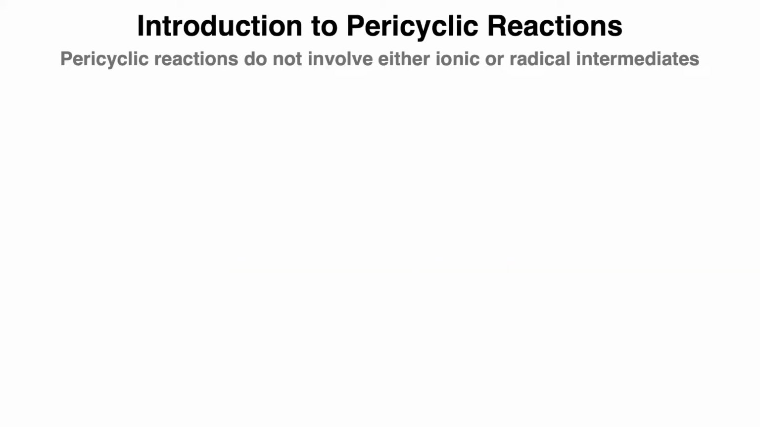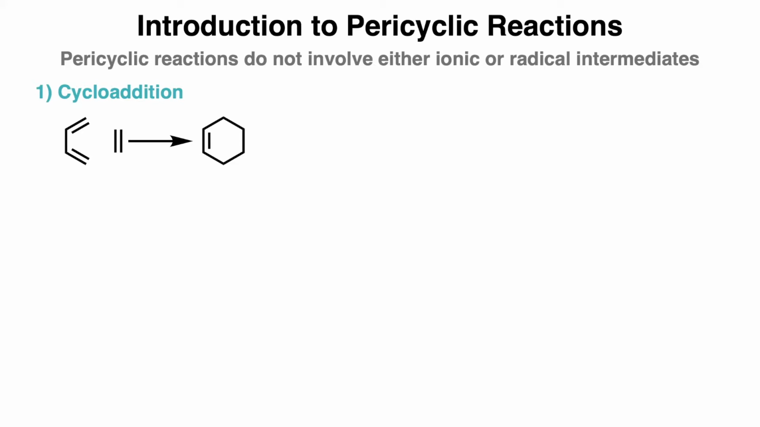Now let's learn about a new class of organic reactions that involve conjugated pi systems. Previously, you learned that reactions could proceed through either ionic or radical intermediates. A new category of reactions is called pericyclic reactions that do not involve either ionic or radical intermediates.